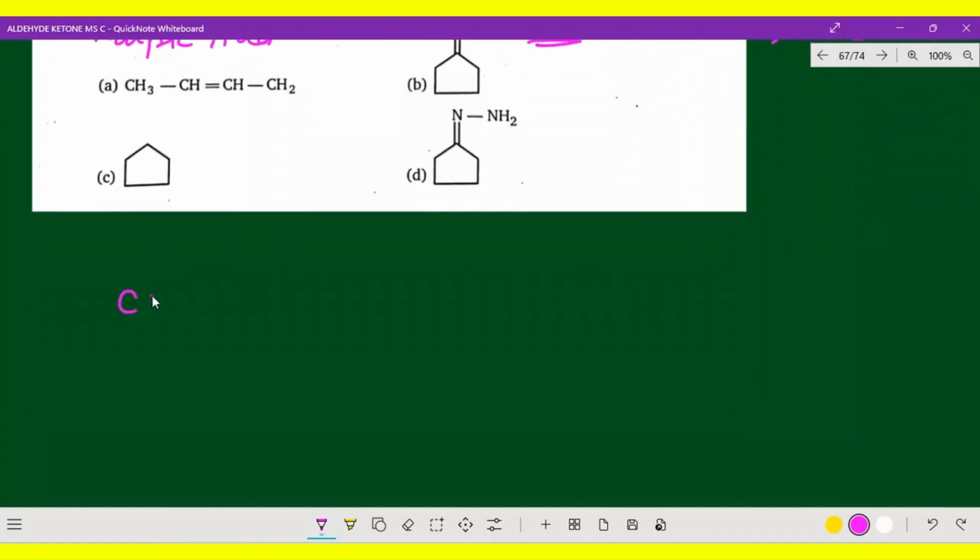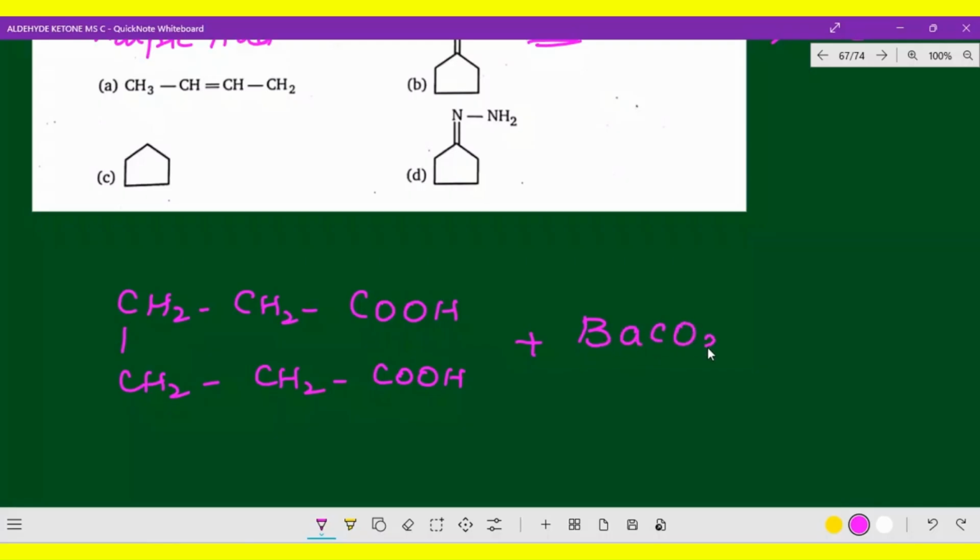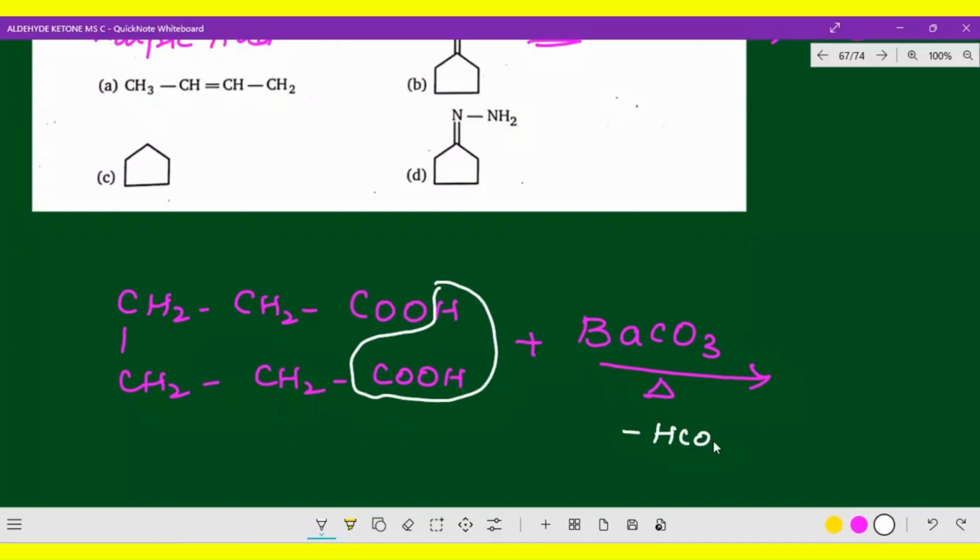Right now here CH2 COOH, single bond, CH2 COOH combined with Ba gives BaCO3, barium carbonate. When you heat it up, you will get formic acid, HCOOH, released. So you will be getting the keto group.